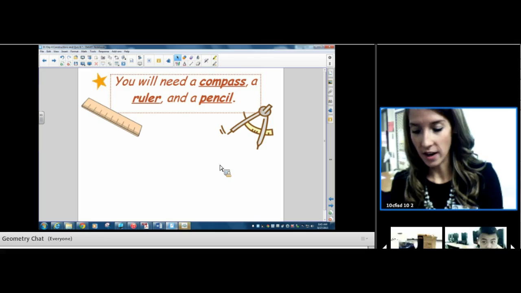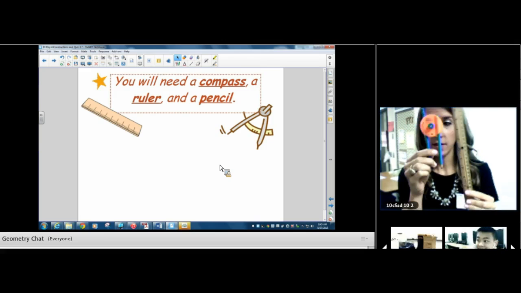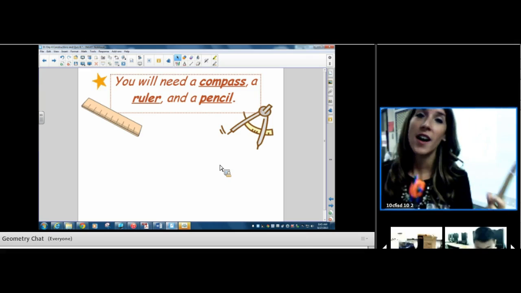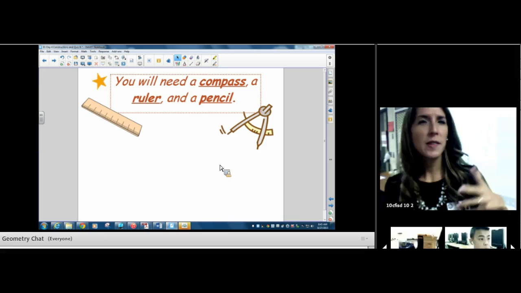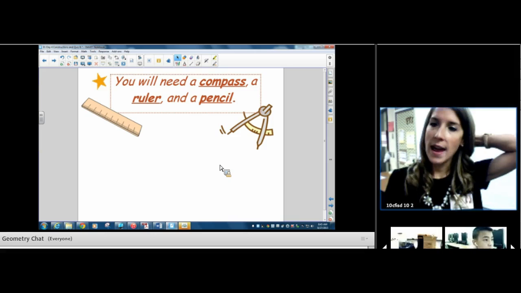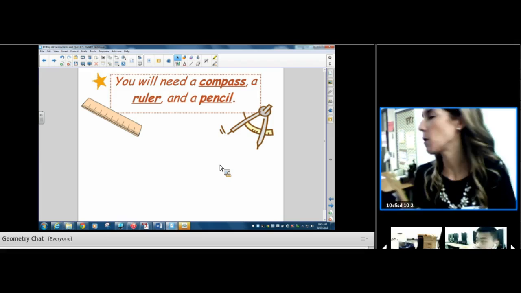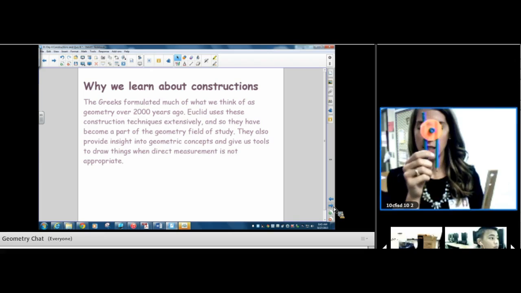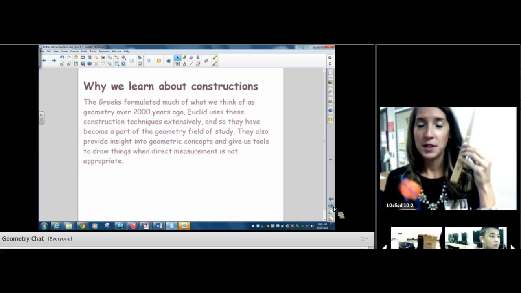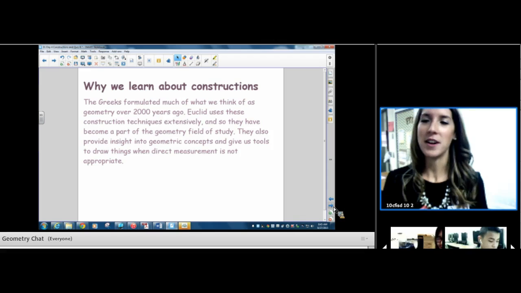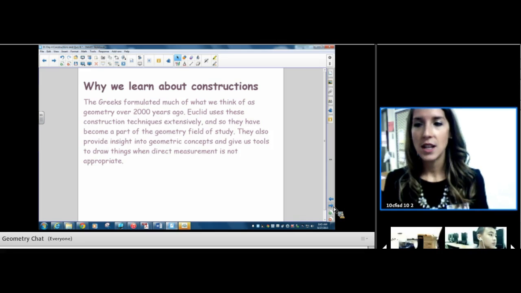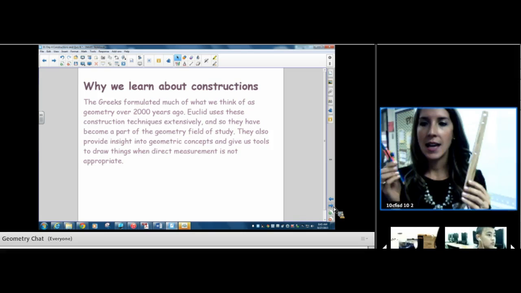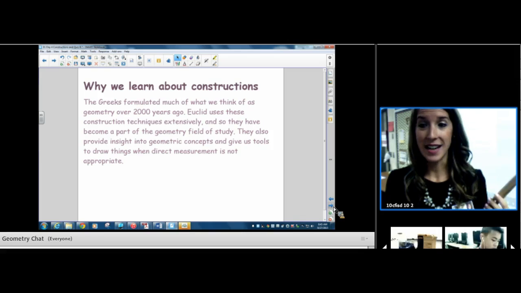Well, construction started over 2,000 years ago when the Greeks were coming up with geometric relationships and postulates. The way the Greeks came up with them was by using what we call a compass and a straight edge. So Euclid, the guy who founded geometry, or he gets credit for it, used these only. That's all he used, a straight edge and a compass. And he came up with a lot of the things that we study today.